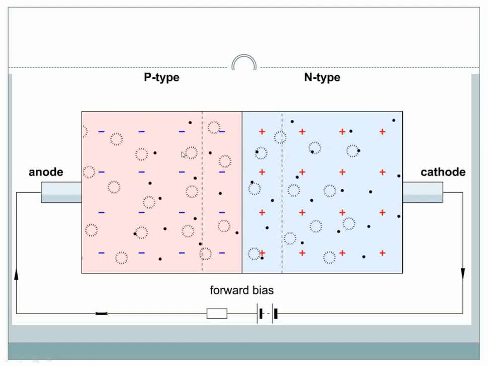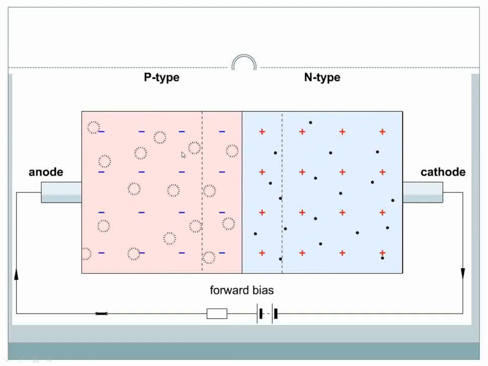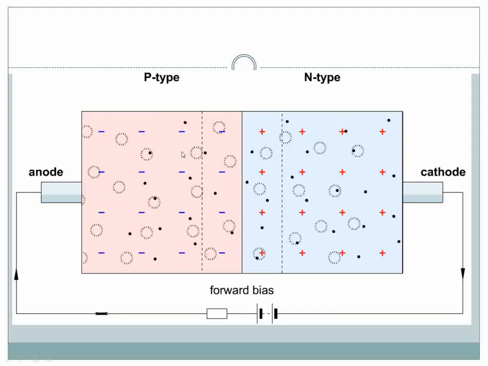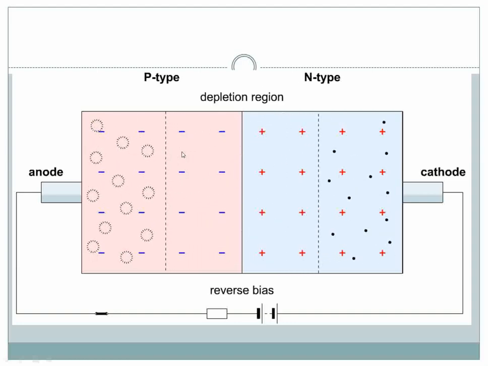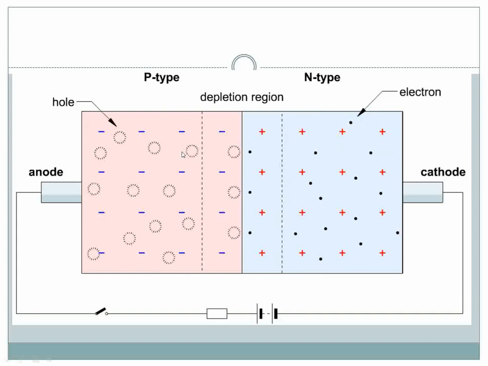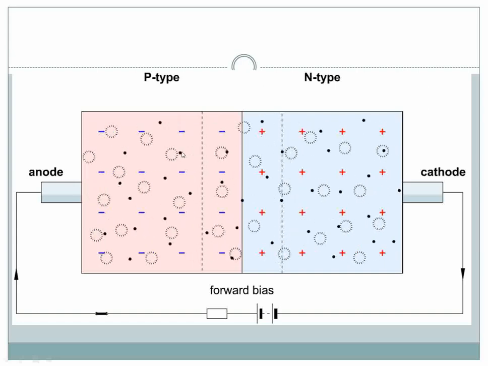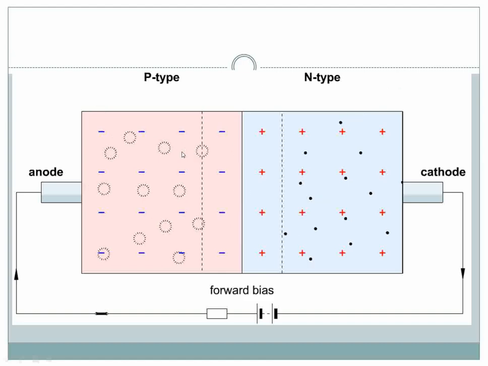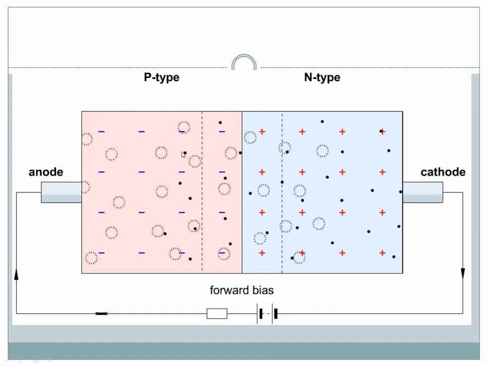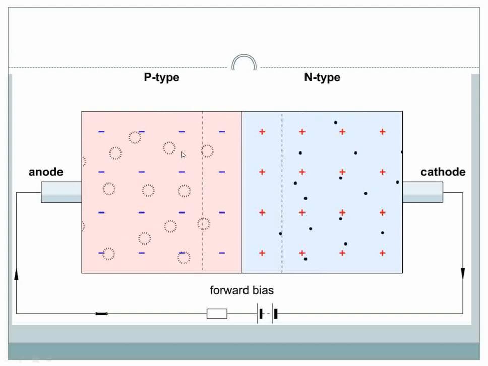Whereas in the reverse bias, the holes in the p-type and the electrons in the n-type are attracted by the battery terminals, so they travel away from the junction. In this case, the depletion region or depletion width increases.